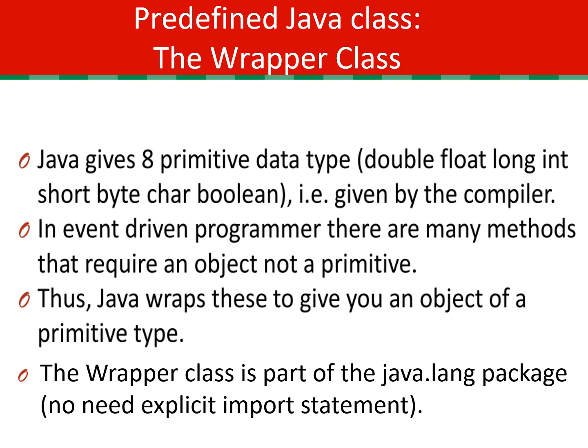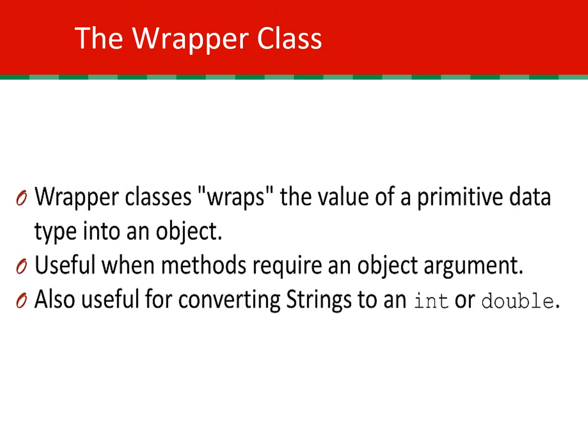Okay, there is another class which is called the wrapper class. Because sometimes when you do your coding, you use a primitive data type, and sometimes you use data of the object type, so they will not be from the same type. So you need a wrapper class to help you convert the primitive type to an object type. The wrapper class is part of java.lang, so you don't have to import it. It is actually there for you. A wrapper class wraps the value of a primitive data type into an object.